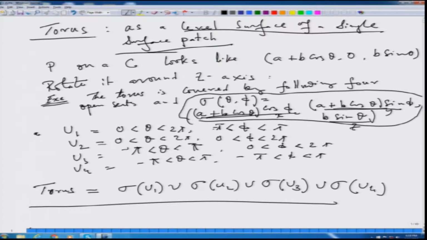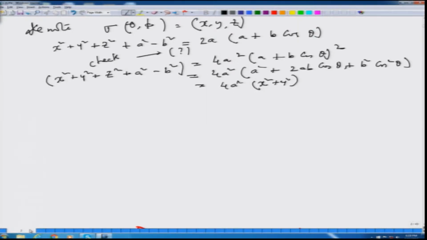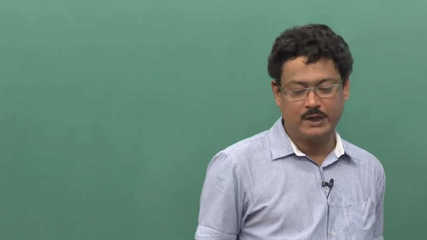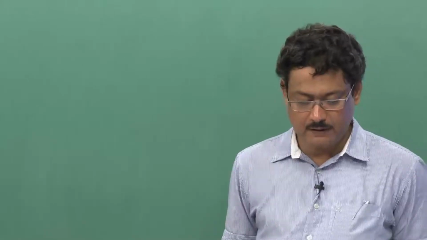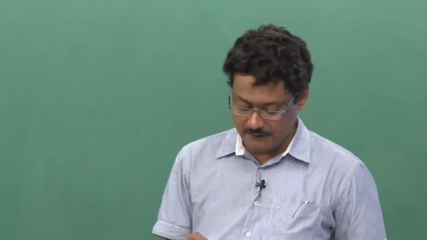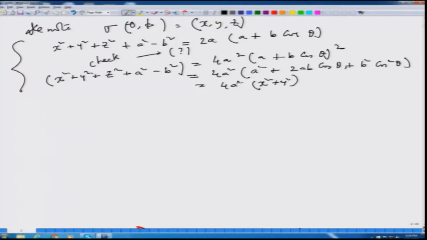Okay. Take some time to do this calculation. This part is very simple. I am just eliminating theta and phi. So, this way we realize torus as a single surface patch or as a level surface of a single surface patch.